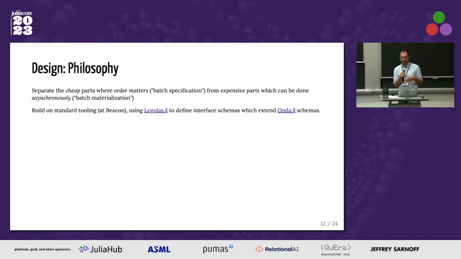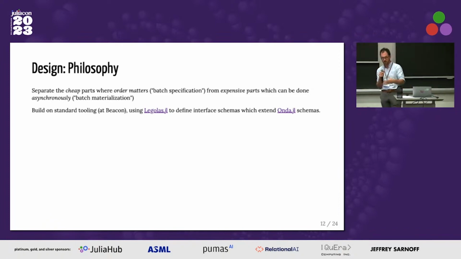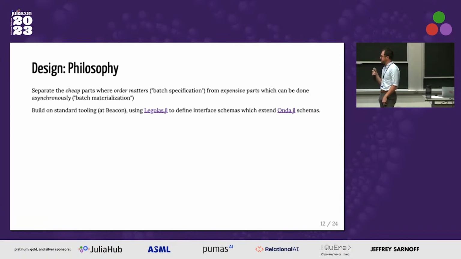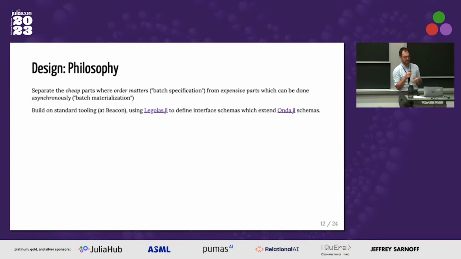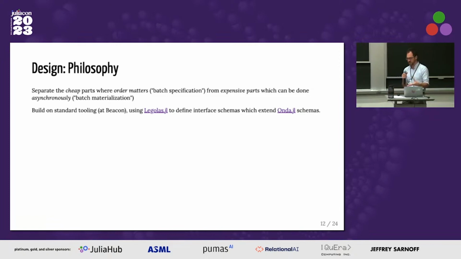The second is that we want to build on top of existing tooling at Beacon specifically, because this was originally developed for internal Beacon use, but all the tooling we're building on is open source and anybody can use it. So we're using this package called Legolas.jl, which is basically for making schemas that are associated with record types that you can put into Arrow tables, because we store almost all of our tabular data in Arrow format. And those schemas are specifically going to be built on top of Onda.jl schemas, which define the format, metadata format, and coding information for our signals and the annotation schema.